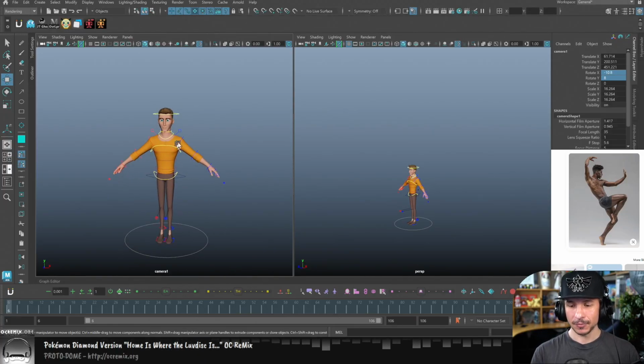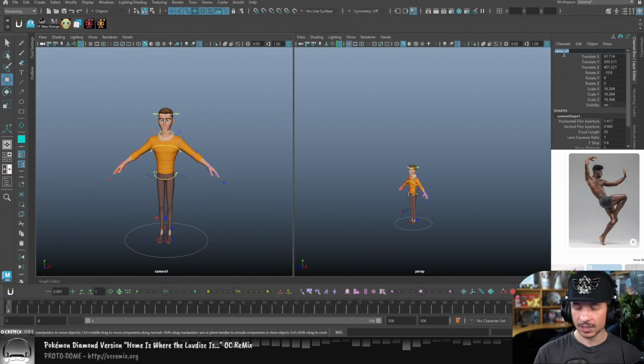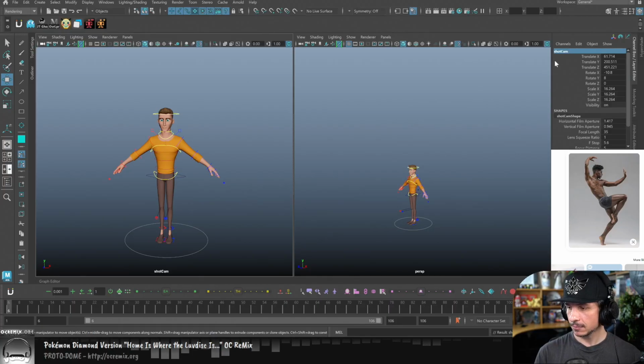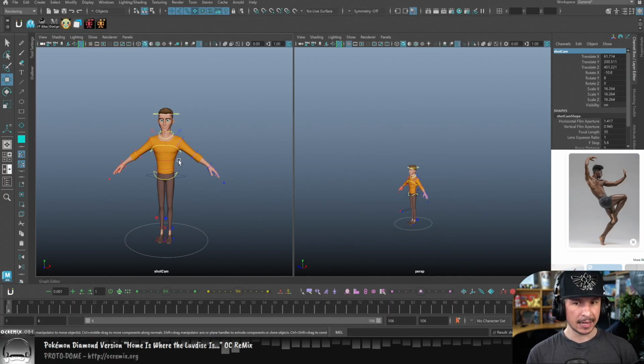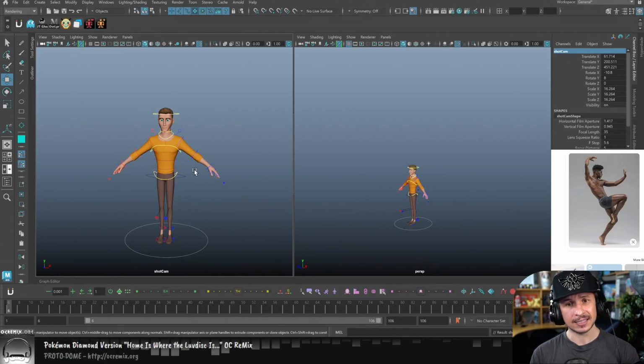Okay, so we've got our camera view here and we can see that camera 1 right there. And usually I'll name this camera. So I'll call this shot cam usually. And there we go. Now, with this camera, there's a few things that I really want to make sure. One, this is what the audience is going to see. I don't want to see any extra little bits.